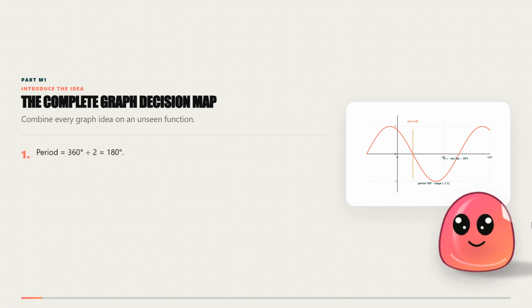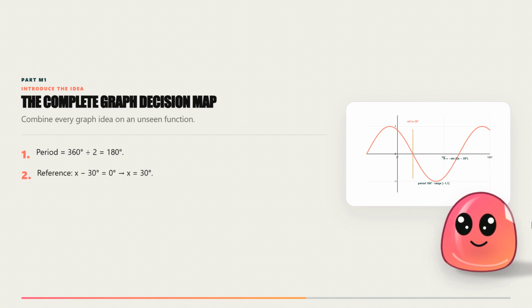Combine every graph idea on an unseen function. Here's the key idea. Period equals 360 degrees divided by 2 equals 180 degrees. Reference: x minus 30 degrees equals 0 degrees, x equals 30 degrees. Negative a reflects, amplitude 1, range minus 1 to 1.